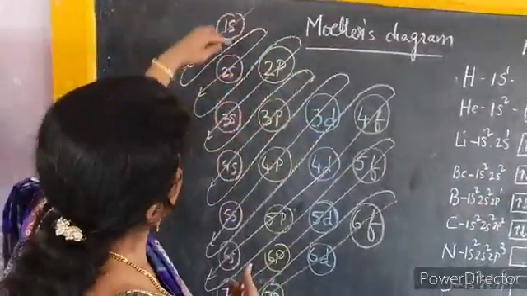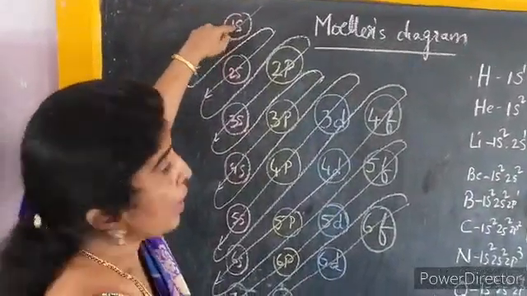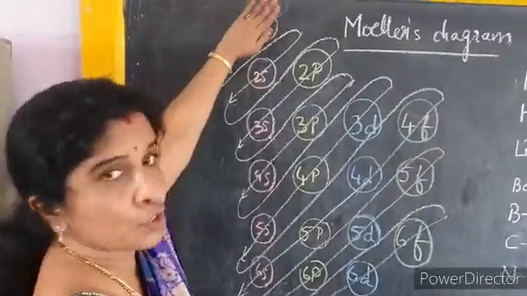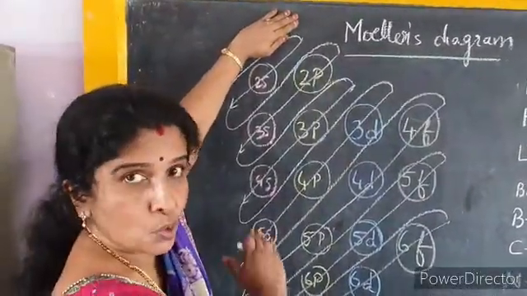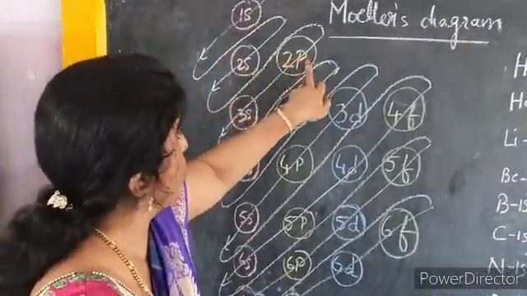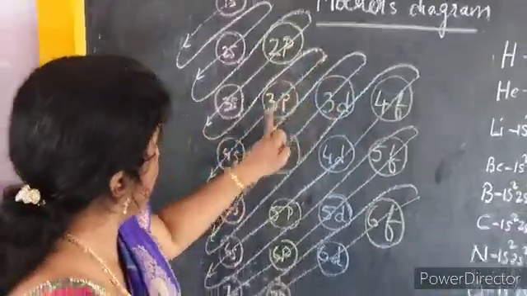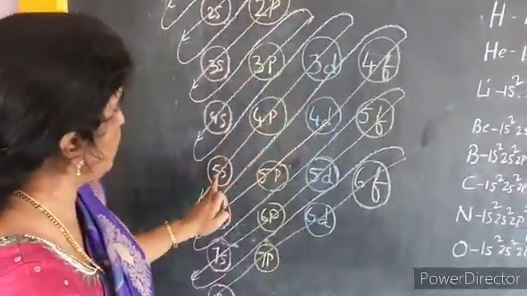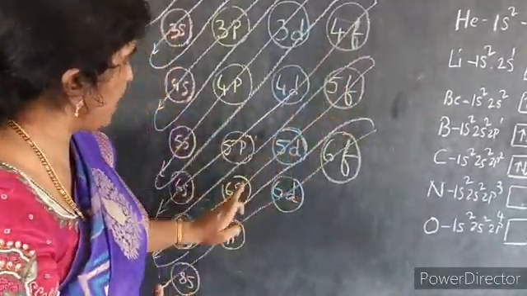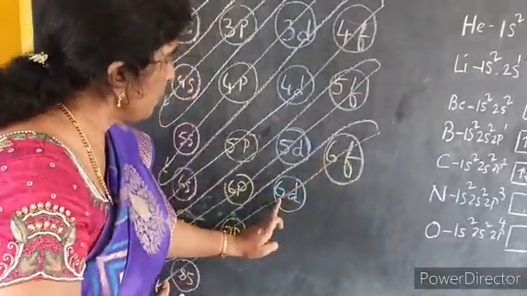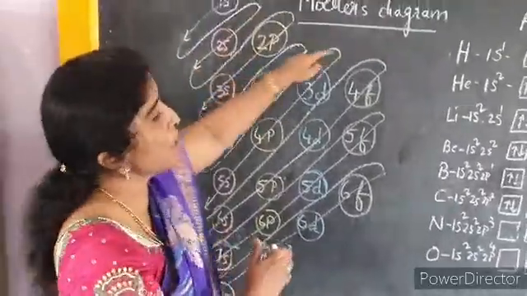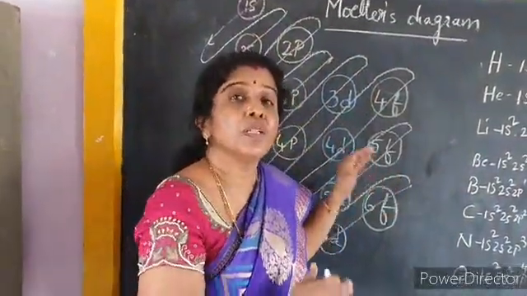Here, the electrons will first go to 1s. If 1s is filled with 2 electrons, totally occupied, then the electron moves to 2s, then to 2p, then to 3s. This way, in a diagonal way, it goes 3p, 4s, 3d, 4p, 5s, then 4f, 4d, 5p, 6s, 5f, 5d, 6p, 7s, 6f, 6d, 7p, 8s. This is the increasing order of the energy levels of the orbitals.